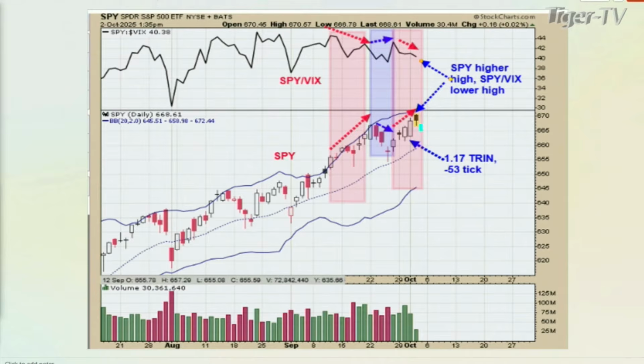I don't know. But here's another thing. This is the SPY VIX ratio.